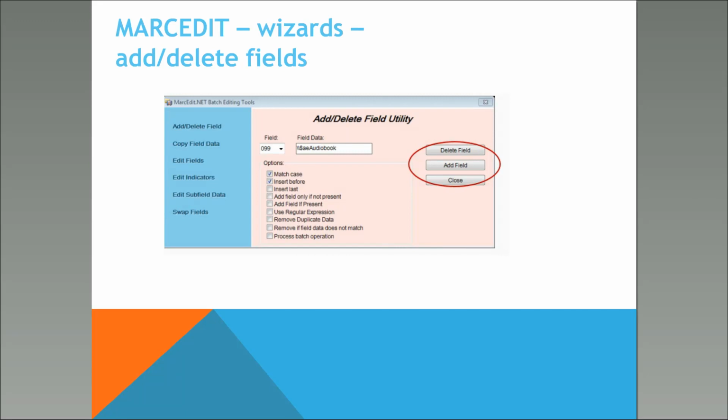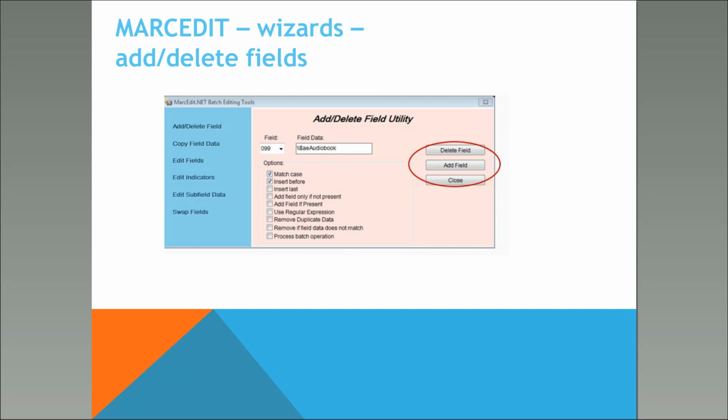So we're going to just look at an example of adding an 099 field for an audiobook. It's pretty easy. It walks you right through the process. You have the option of what you're going to do when you open your MARC batch editing tools. So this is the add delete, and they call them utilities. I think of it as a suite of tools, kind of like a little toolkit, but they're called utilities. So in the add delete field utility, what do we want to do? Well, in this case, we are going to look at adding information.